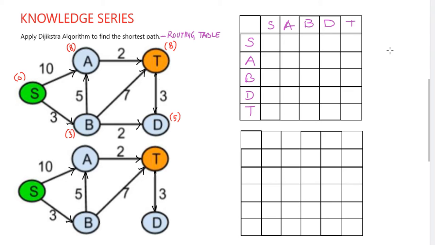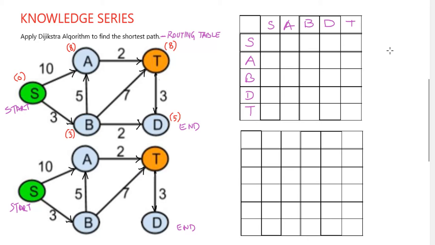As you can see here, S is the starting point. Let me put here S is a starting point. This is a start, and this is an end point. Similarly, this is also a start, and this is an end point. Now, with respect to these different vertices, we will be filling these sections.